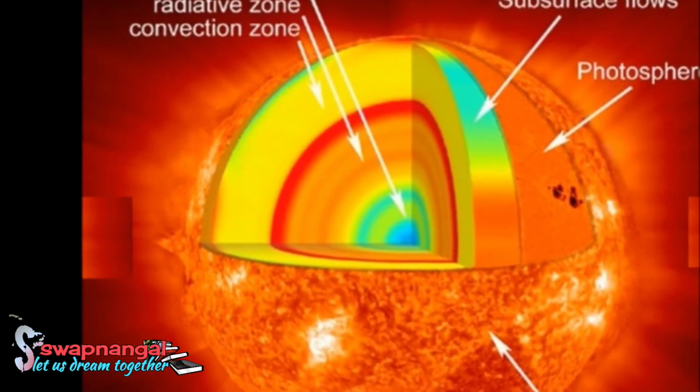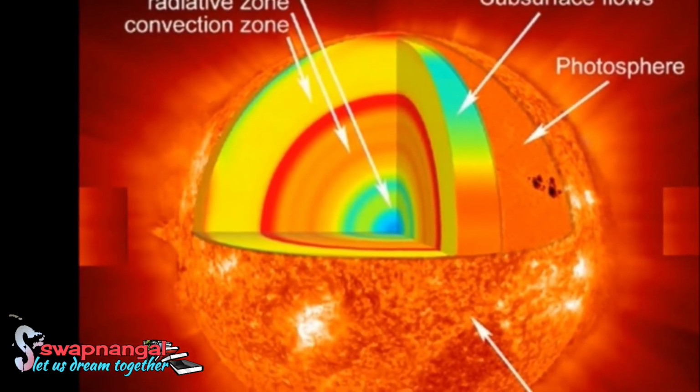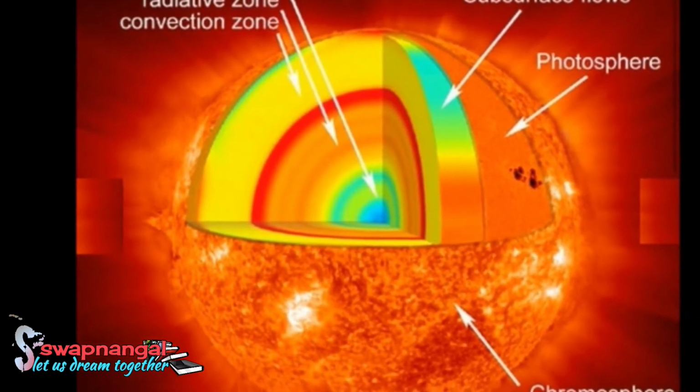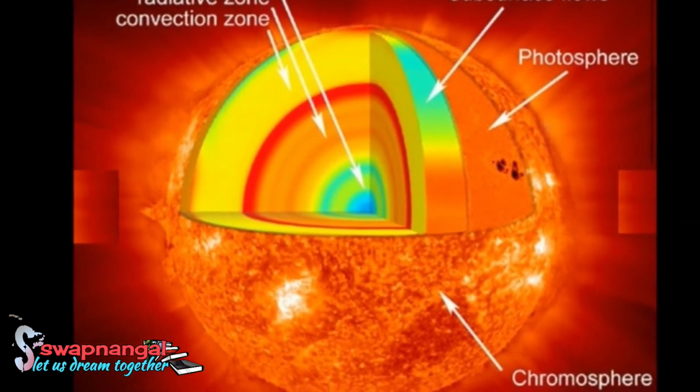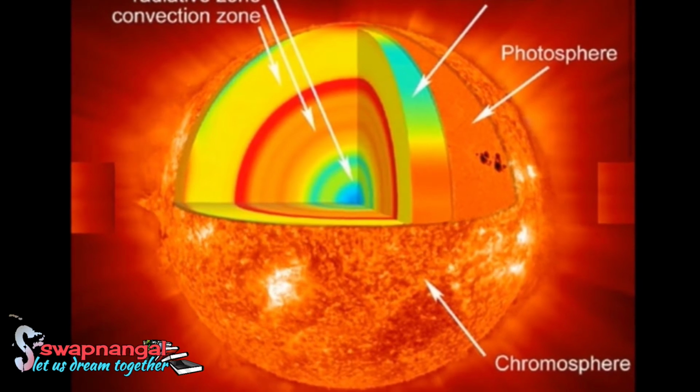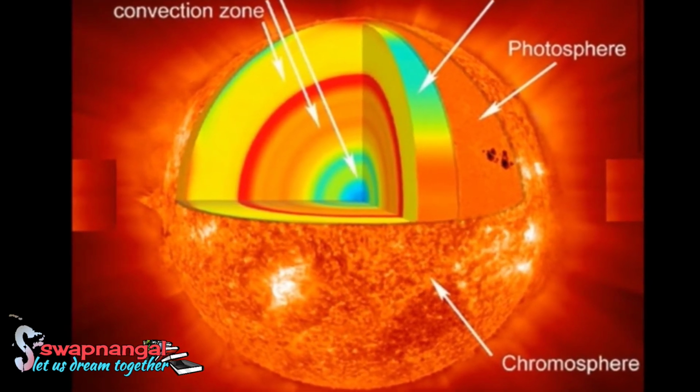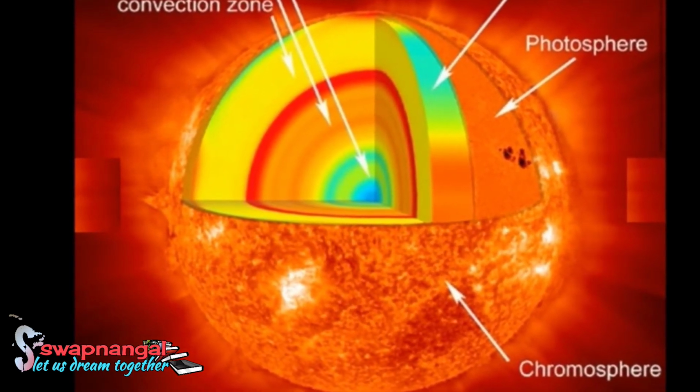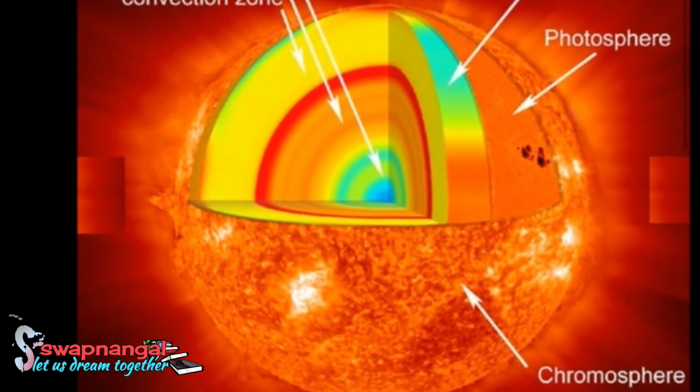The sun's inner layers are the core, the radiative zone, and the convection zone. The core is the most center point of the sun and the hottest part of the sun and the solar system, where fusion takes place. It has a temperature of approximately 15 million Kelvin.